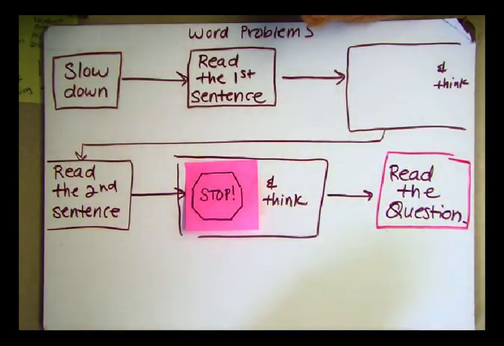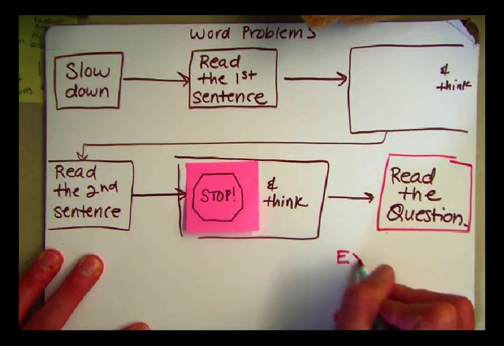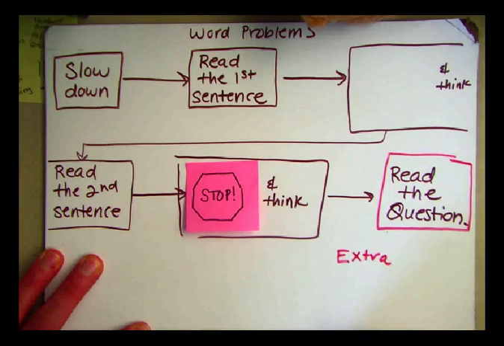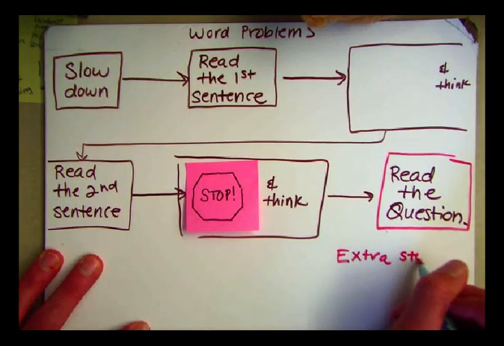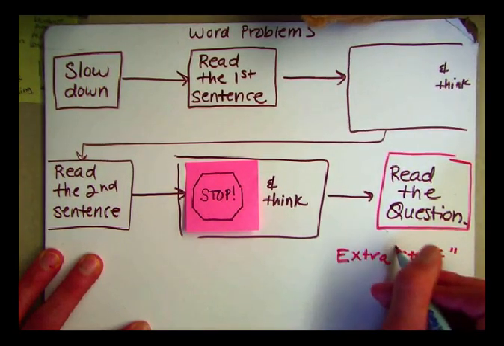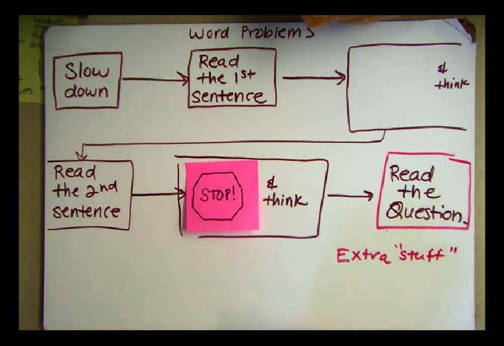Now sometimes after you read the question, you're going to have to read it again because there might be extra information. And sometimes when we do word problems, the people who write the word problems like to be tricky and they're going to put in this extra stuff that you don't need to know. So you kind of have to be a detective to figure out what information you need to know and what extra information you do not need to know, all right?